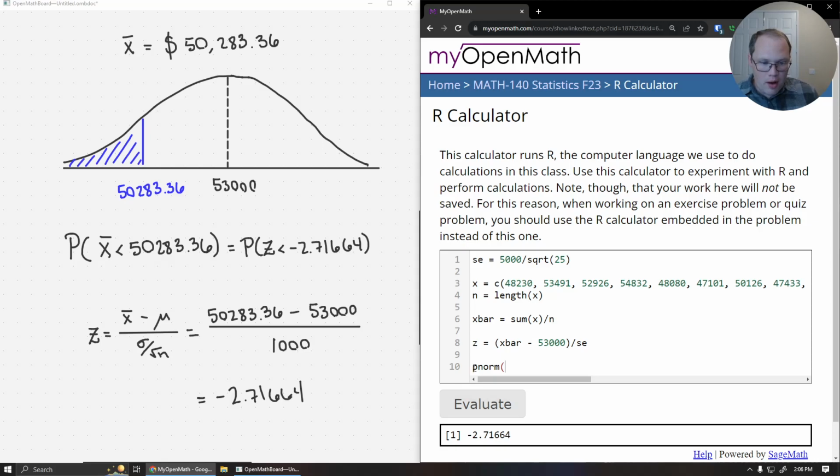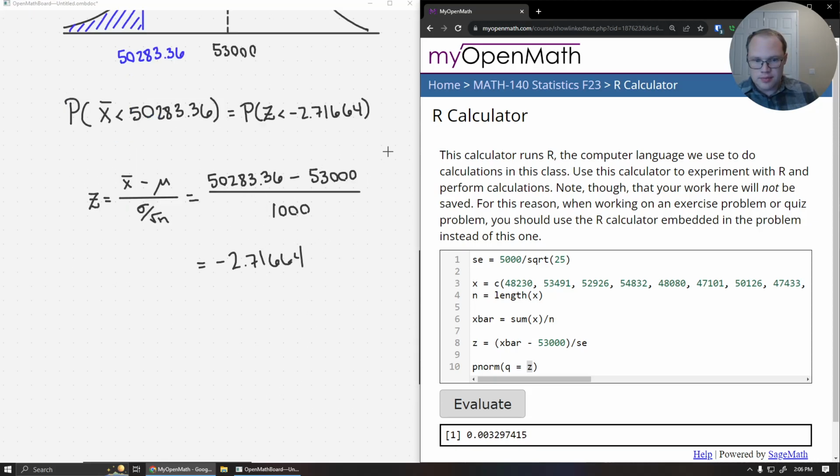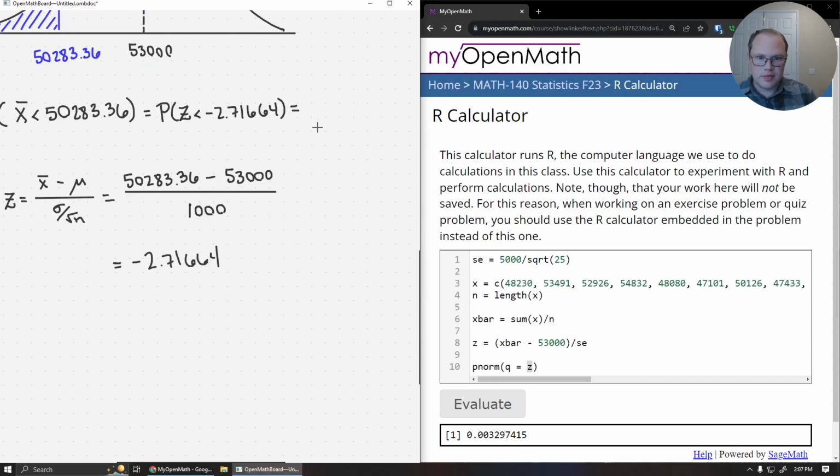So I want the probability of a standard normal distribution. And my probability actually is in the lower tail, so I don't have to do anything fancy here. I just plug in my z-score. So I'll just put in z, or you could put in negative 2.71664. Okay? The probability I end up getting is 0.0032974415. Okay? So that's this probability here.